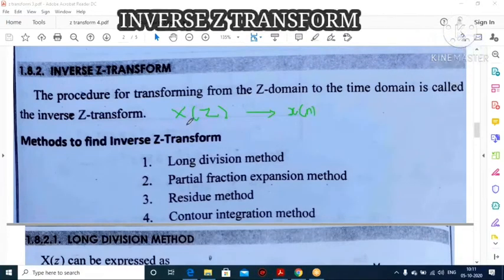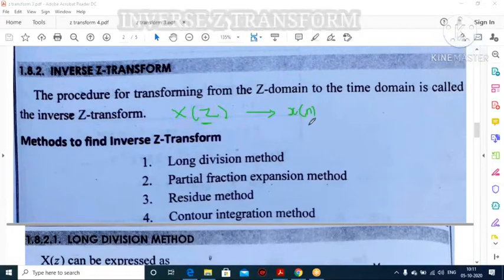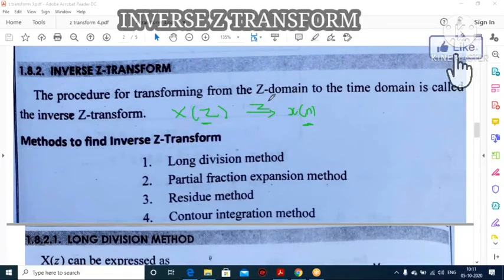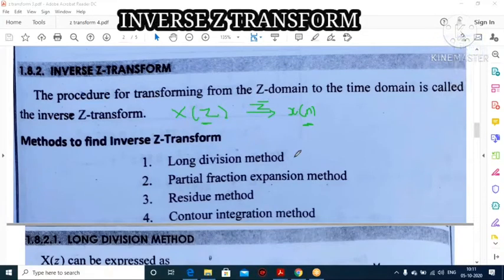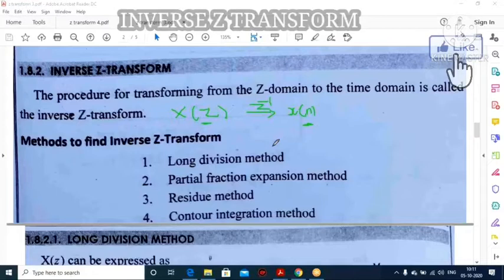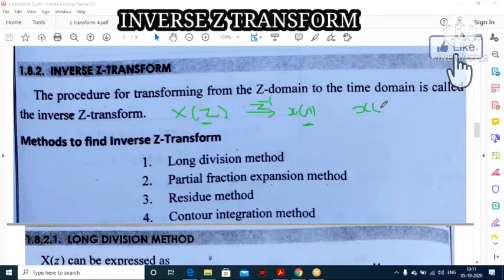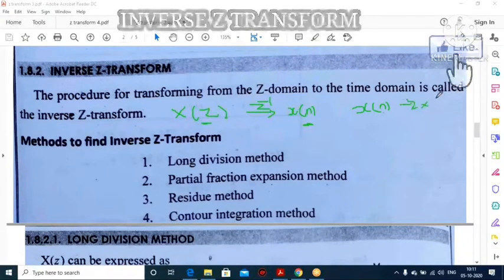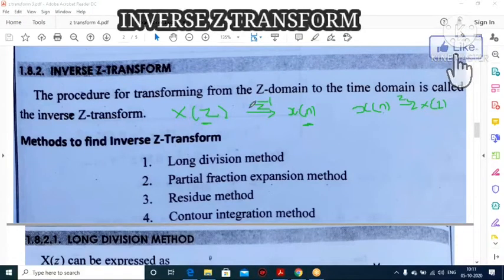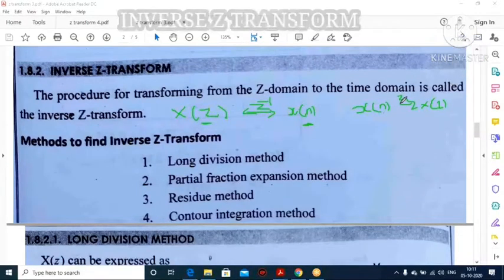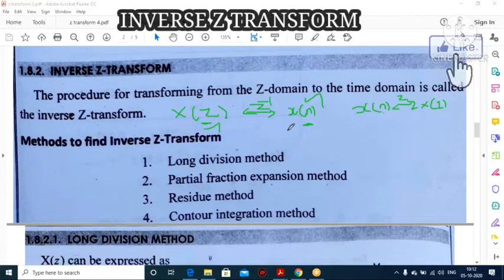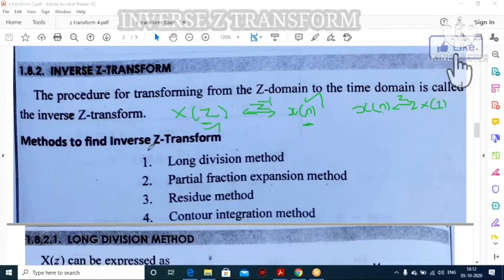The procedure for transforming from Z domain to time domain, we call it inverse Z transform. We have discussed the Z transform, the process of transforming from time domain to Z domain. That is the definition of Z transform. So this is the Z transform pair and this one is the inverse Z transform pair. Are we clear? The process of finding x of n from its Z domain, we call inverse Z transform.